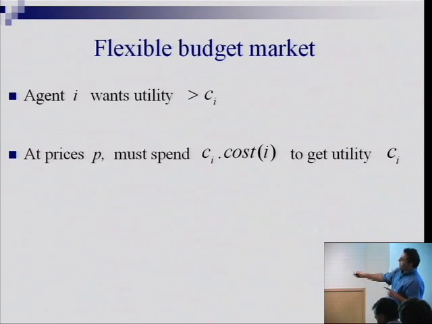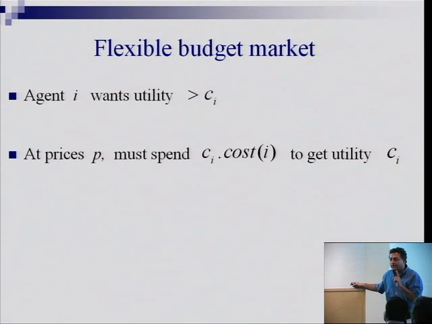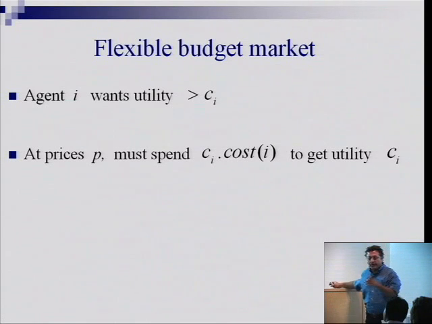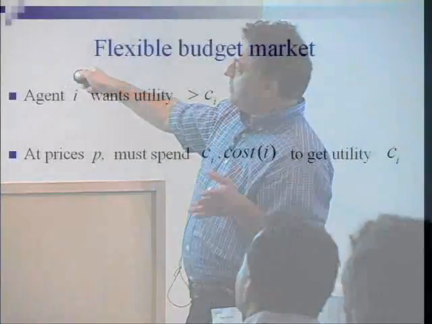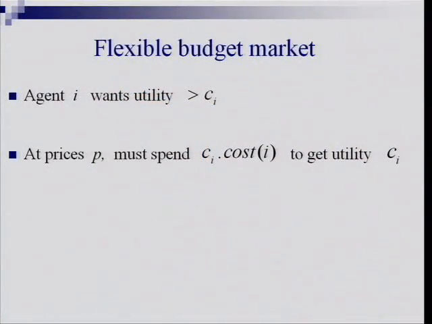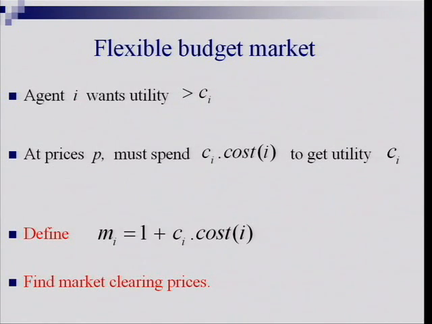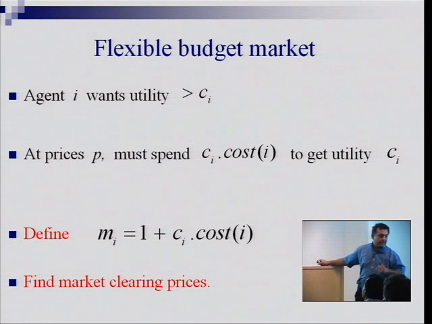Every buyer has a number Ci and wants to get utility strictly bigger than Ci. Why strictly bigger? Because of feasibility. Remember how we defined Nash feasibility in Nash bargaining? Everybody should have utility strictly more than Ci. That's where this greater than is coming from. At prices P, buyer I must spend this much to get utility Ci, and I'm going to tell her to spend $1 more to get utility strictly more. This one is significant. If you want, I can tell you later if you ask me.